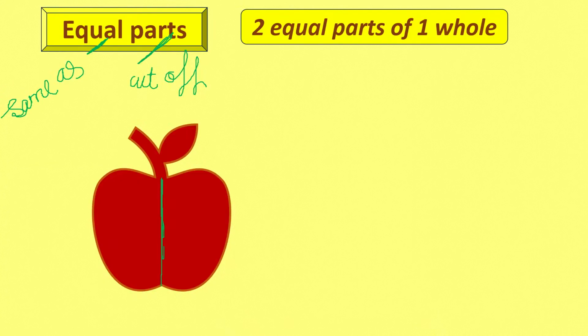If we cut it to here, we get two parts. Look here, it's two parts. The first part is here, and another part is here. Also look, the same size is here. We got the same size on both sides.